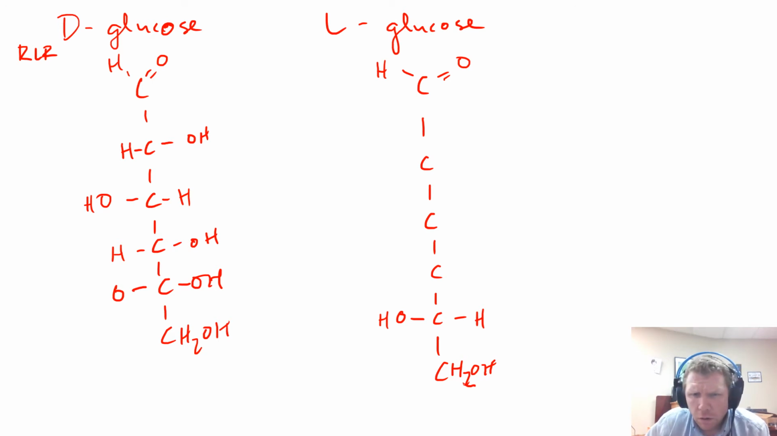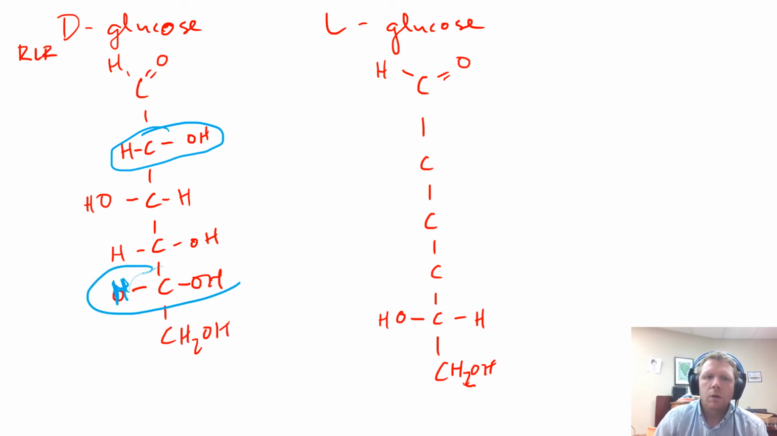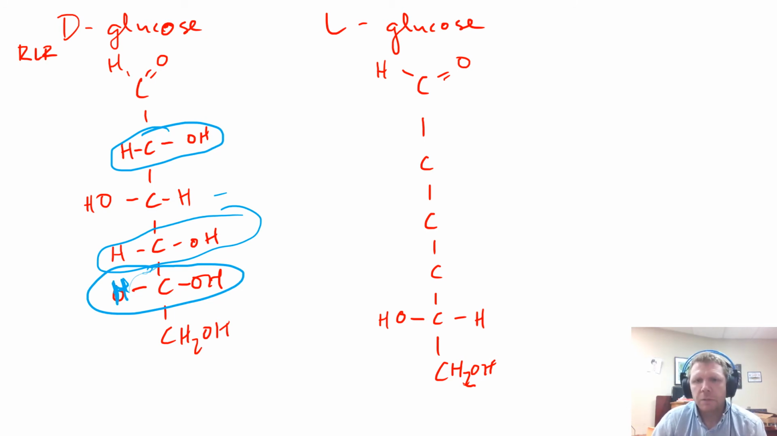So what you would do is think about this in relative terms. Carbon number 2 and carbon number 5 are both going to have a hydroxide group on the right-hand side. Carbon number 3 is going to be on the opposite side, and carbon number 4 is the same side. That's one way you could think about a D sugar. If you flip the hydroxide group, you flip everything else because it's a mirror image. So H, H, OH, H, OH, H.